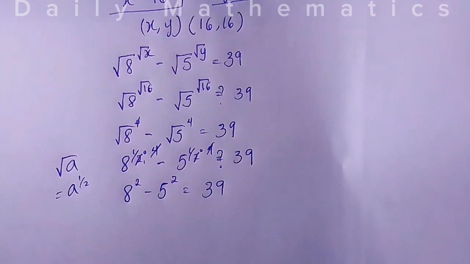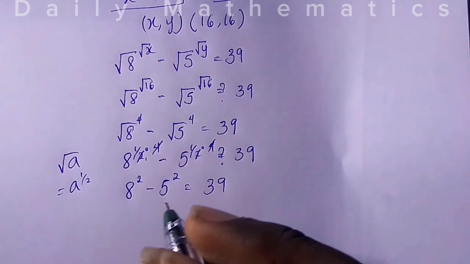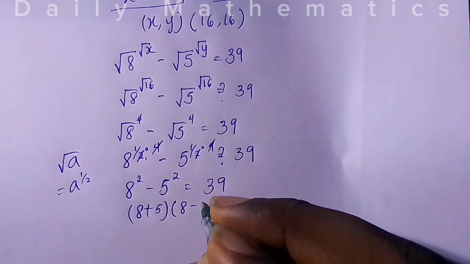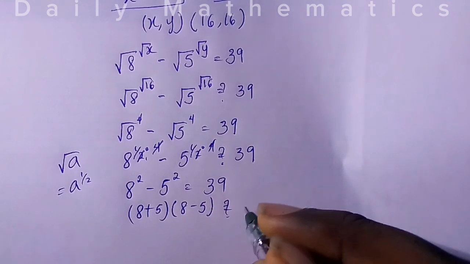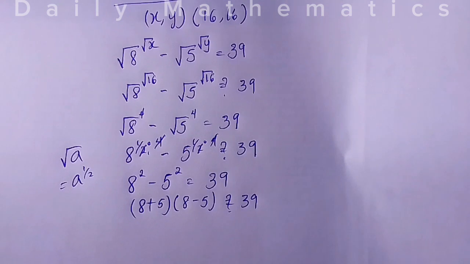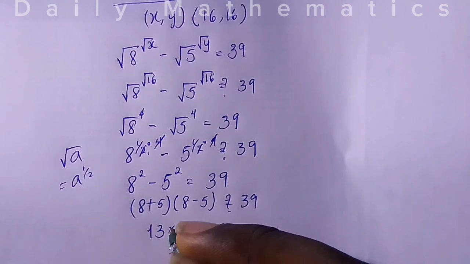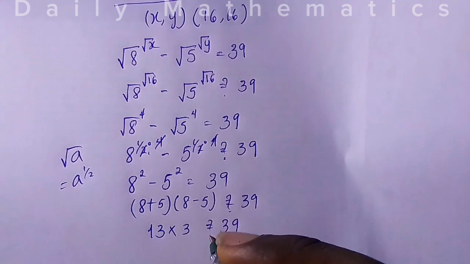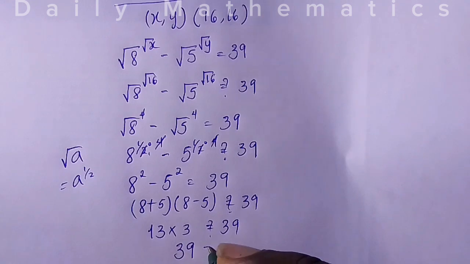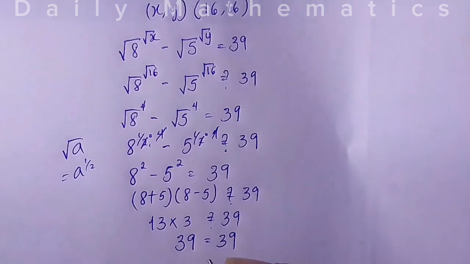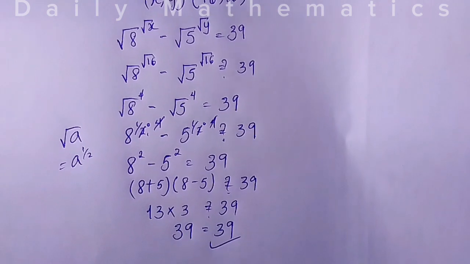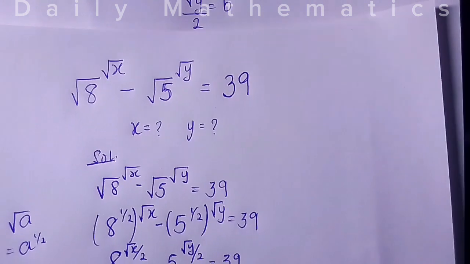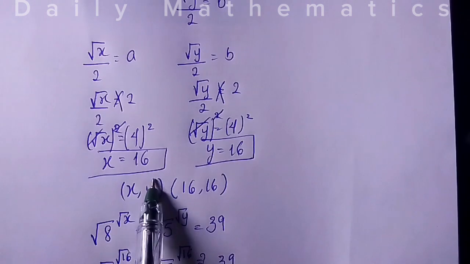So from here we have the difference of two squares. 8 squared minus 5 squared, we have 8 plus 5 times 8 minus 5. Does it give us 39? So 8 plus 5 is 13. 8 minus 5 is 3. I think we all know our answer: 13 times 3 gives us 39. So 39 equals 39, meaning we are correct. That means our values for x and y for this very question here is 16 and 16.